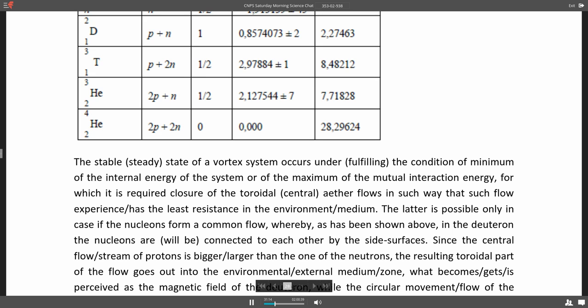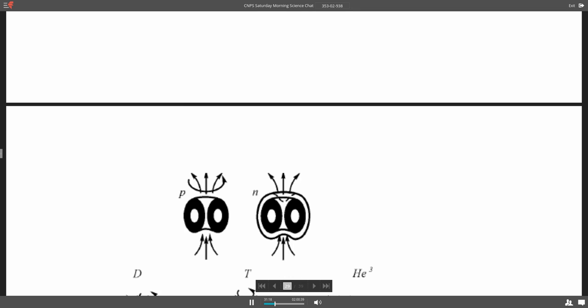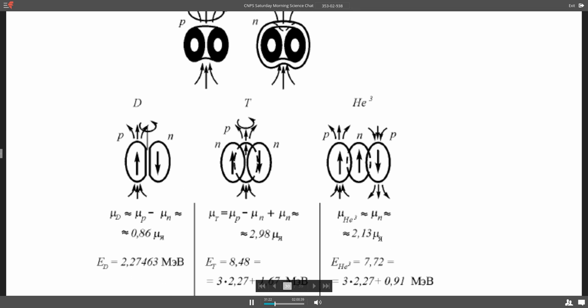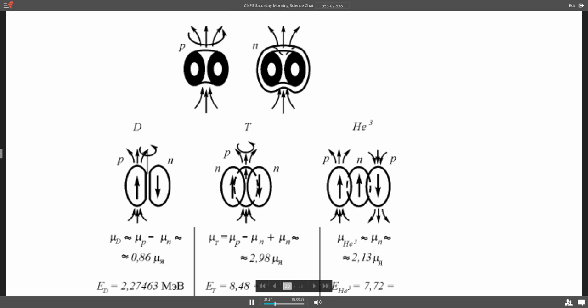But he goes step by step and suggests the structures for all of them. So we have here the proton and neutron as individual particles, and when the two come close to each other, they have counter-directional ring-like flows, so they get attracted to each other. Their magnetic spins are of different signs. Then, if one more neutron is added to them, we have this structure.